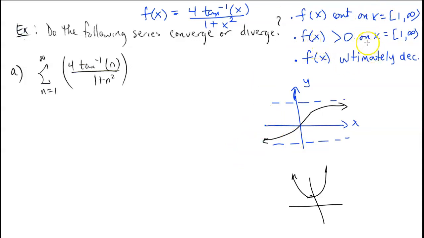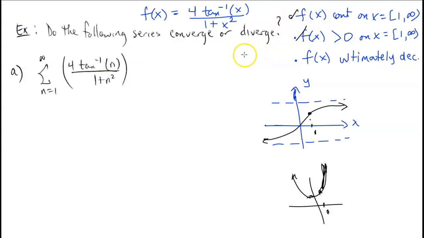Is f of x going to be positive for all values of x 1 and higher? Well, we see here that at x equals 1, our graph for arctan is going to be above the x-axis. And here at x equals 1, if we plug that into this function, of course, it's going to be above the x-axis as well. So both 4 times arctan of x and 1 plus x squared will both be positive values for values of x that are greater than or equal to 1. So we've met that second criterion as well.